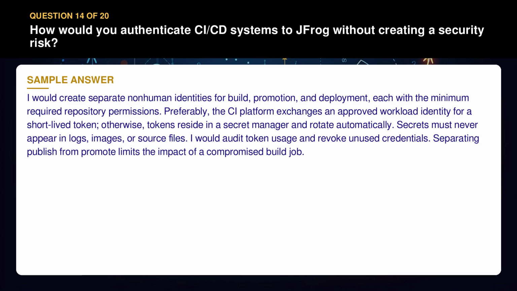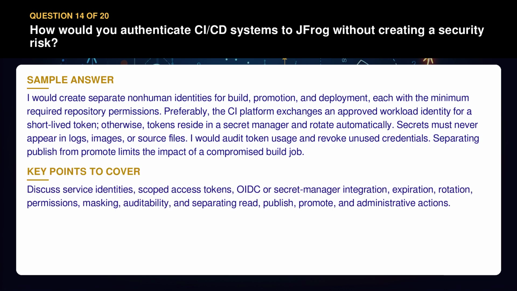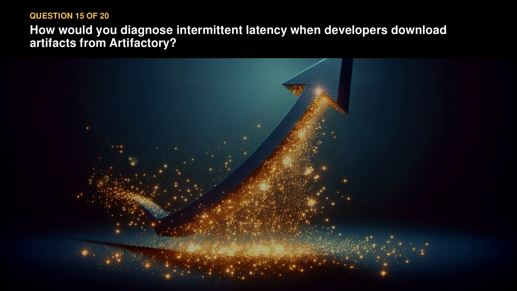Otherwise, tokens reside in a secret manager and rotate automatically. Secrets must never appear in logs, images, or source files. I would audit token usage and revoke unused credentials. Separating publish from promote limits the impact of a compromised build job. Discuss service identities, scoped access tokens, OIDC or secret manager integration, expiration, rotation, permissions, masking, auditability, and separating read, publish, promote, and administrative actions.